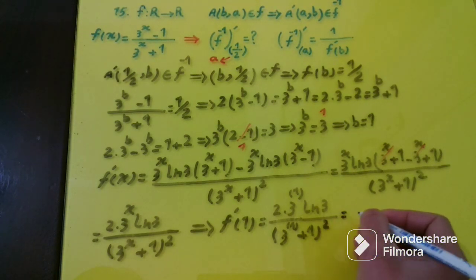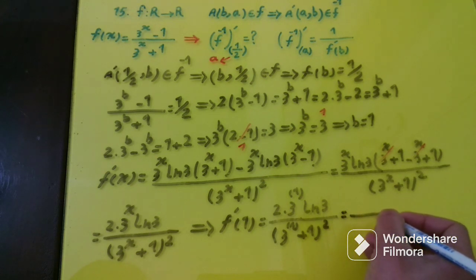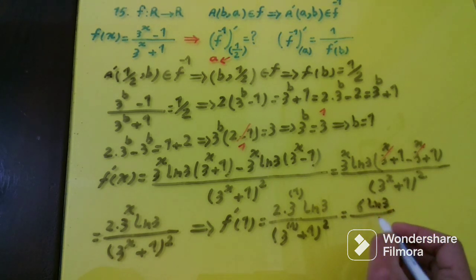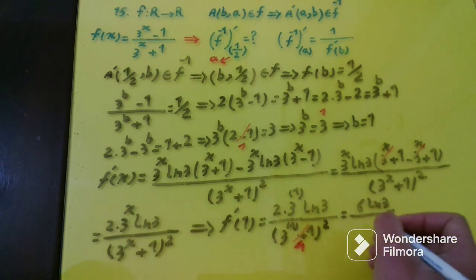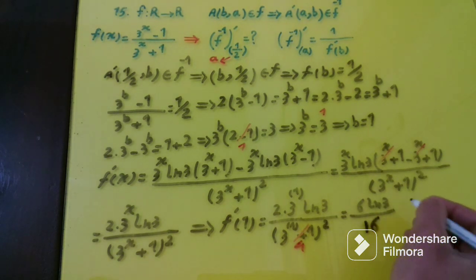We can simplify it. It's 6 ln of 3 over, it's 4 squared, 16. 8 ln of 3.